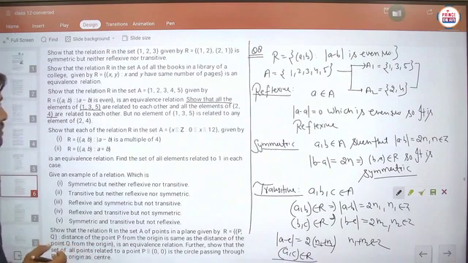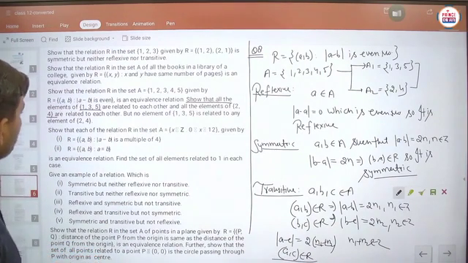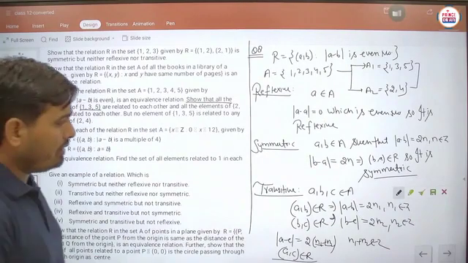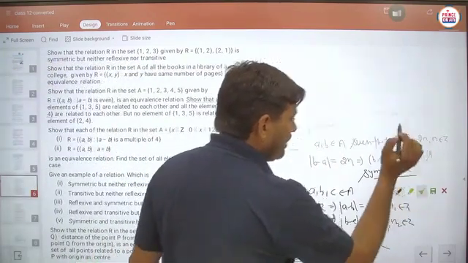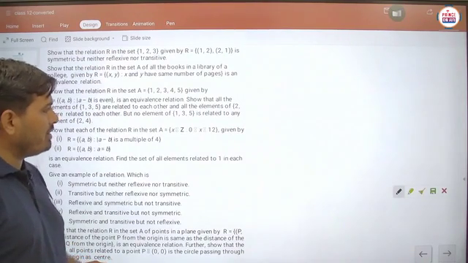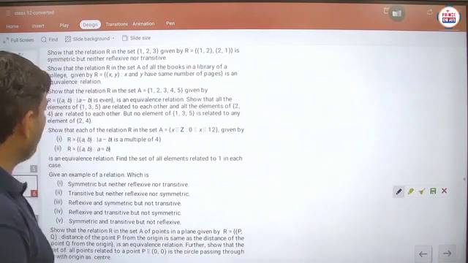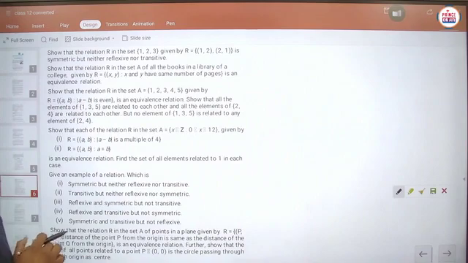Now the next question we have to take. So pause the video to note it down. Then after that we will start the next question, number 9. Again, question number 9 is to be taken. So in this question number 9, for each of the relations R in the set A, such that the set is the integers from 0 to 12, given by first R: mod of A minus B is a multiple of 4, and the second: A equals B.